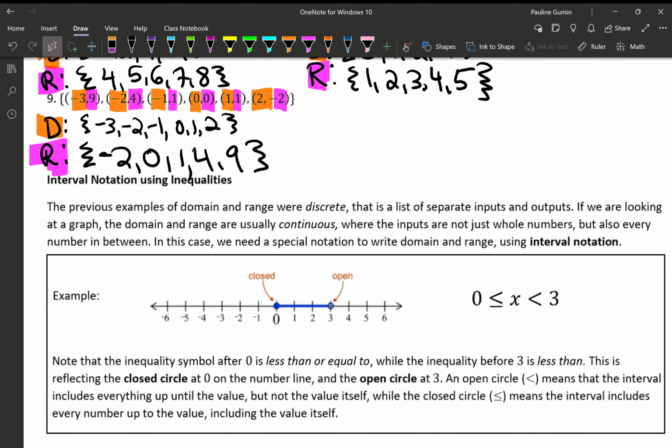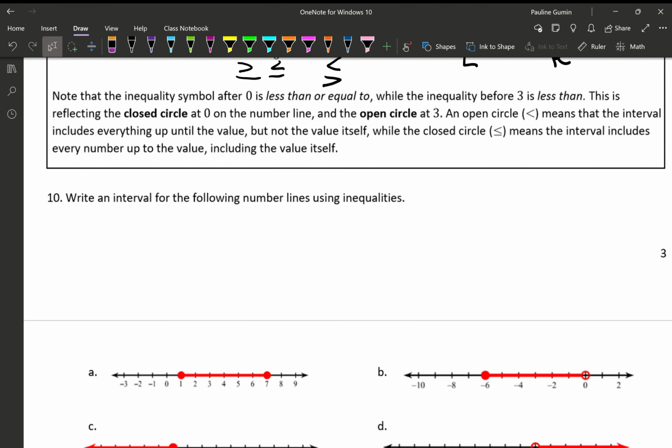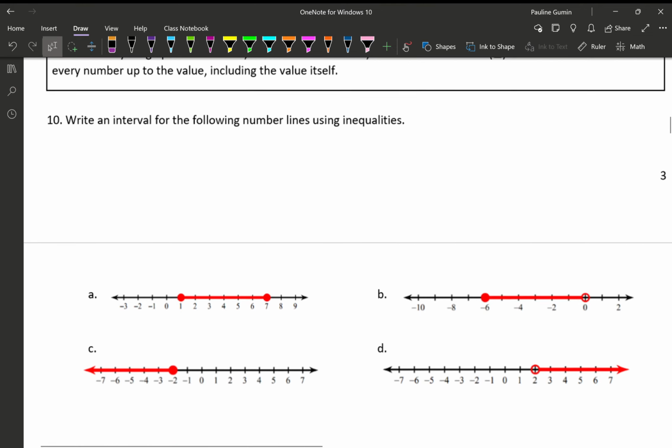Now, when we look at a graph, sometimes we'll have a closed circle, sometimes we'll have an open circle. A closed circle will have a less than or equal to or greater than or equal to, one or the other. An open circle will have a less than or a greater than. Now, how do we know which one to use? The smallest one always goes on the left and the largest on the right. And depending on the circle with that number, we choose either a symbol with an or equal to or without an or equal to.